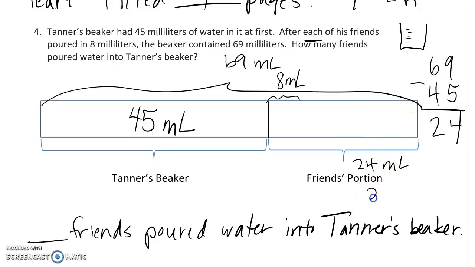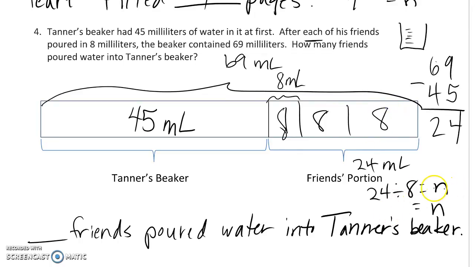So now I'm doing 24 divided by 8 equals n. So what does n equal? Well, this is 8, 16, and 16 plus 1 more is 24. So 3 times 8 is 24. So 3 friends poured water into Tanner's beaker.